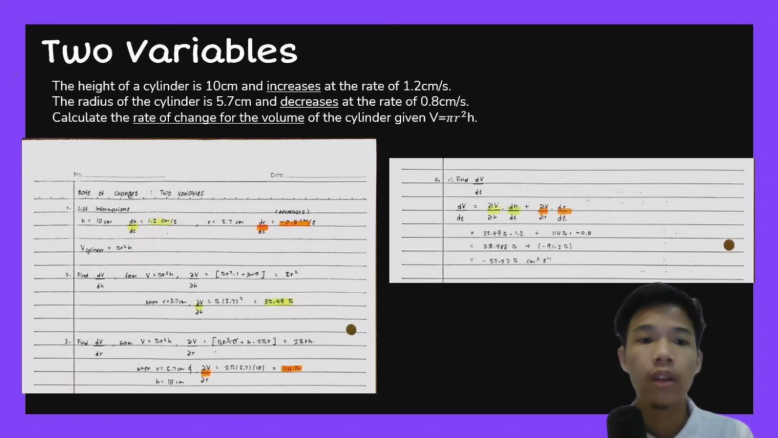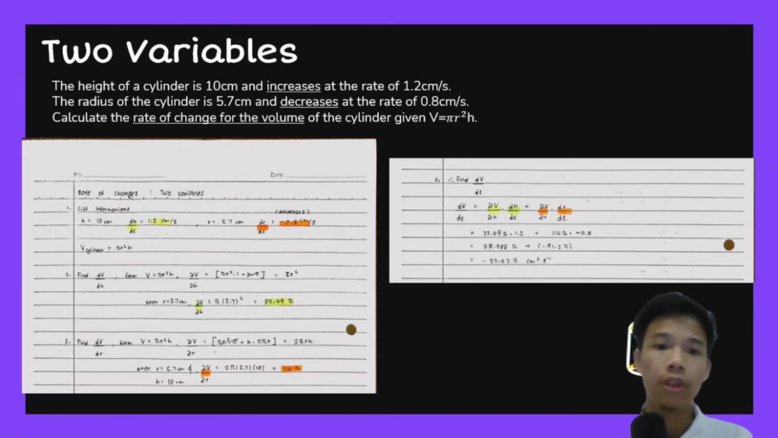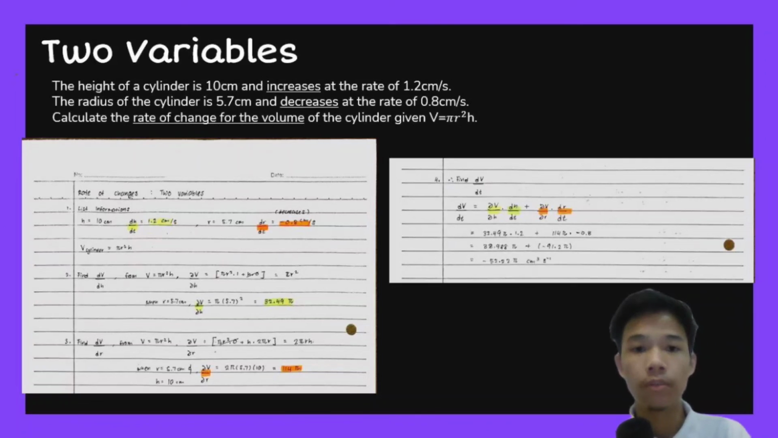Now to find dv over dr from the equation v pi r square h, the delta for v over r is with respect to r, so any derivative of h is cancelled and is equals to 0. So ultimately the equation is 2 pi r h. Now there's r and h in the equation, so when we substitute r and h respectively, the delta v over delta r is 114 pi.